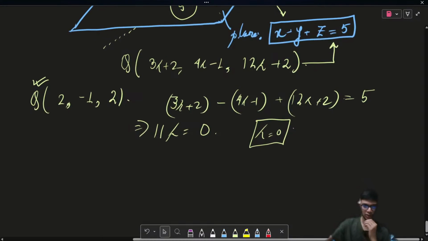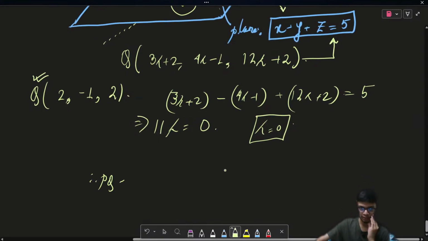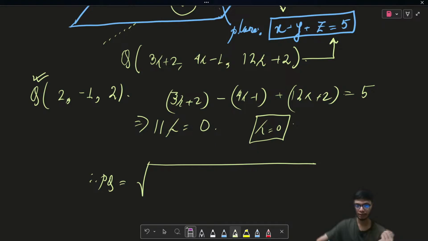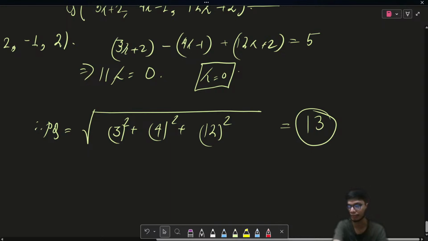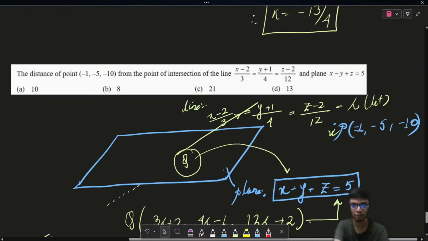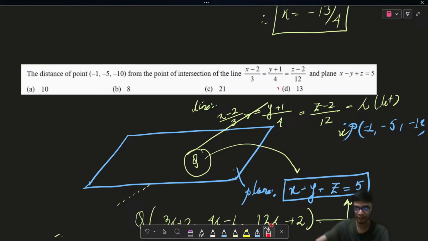Therefore, in order to find the distance PQ, we can easily do that by the distance formula. So that is x2 minus x1. I'm not writing the formula; if you have forgotten it, you can look it up. So if you subtract and square, this is going to be 3 square plus 4 square plus 12 square. Now if you solve this expression, the answer comes out to be 13 units. So the answer to this particular problem is option D, that is 13.